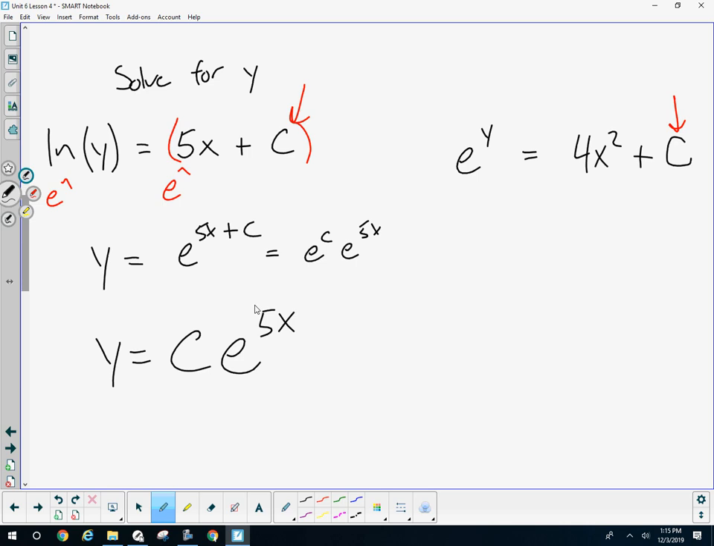Okay? Over here, I have y. I want to solve for y. I'll take the log of both sides. What's very important is that this is not log 4x squared, and then on the outside plus c. You have to take the log of the entire side. So that would be wrong. I would make sure, by using parentheses, that I write log of 4x squared plus c.